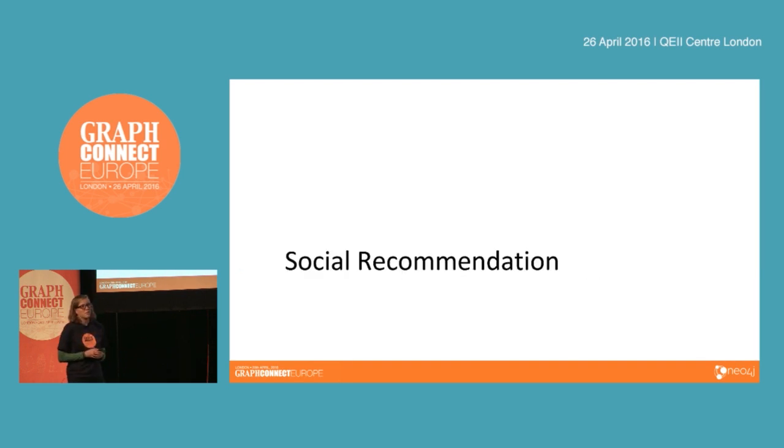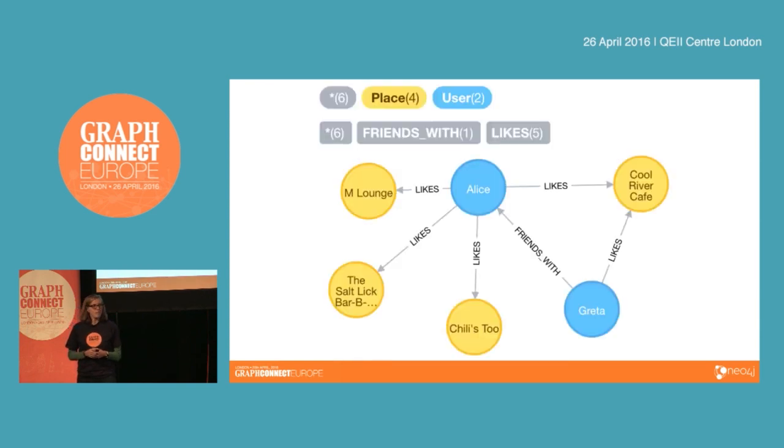Let's look at a social recommendation. So let's say our hypothetical app also has users who can log in and like places, very similar to how you can like things on Facebook, or check into places. So let's say we also have users. This is another label in the graph. And they have likes relationships to a place node if they have liked the place.